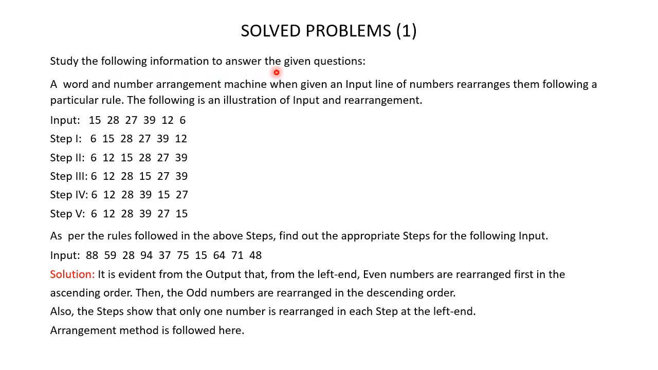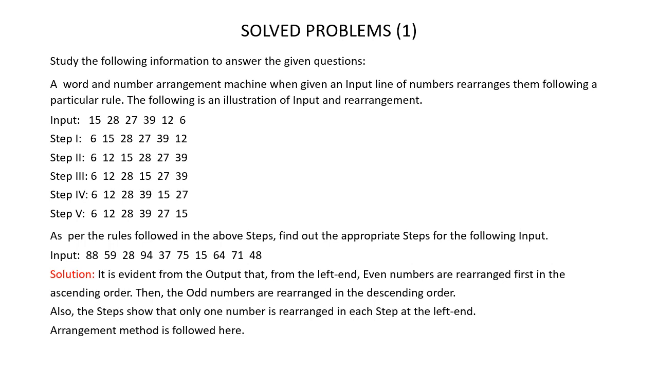Study the following information to answer the given questions. A word and number arrangement machine, when given an input line of numbers, rearranges them following a particular rule. The following is an illustration of input and rearrangement. So here you are given an input and then you are given 5 steps. Step 5 is the last step of the rearrangement. As per the rules followed in the above steps, find out the appropriate steps for the following input. So here you are given another input of numbers.